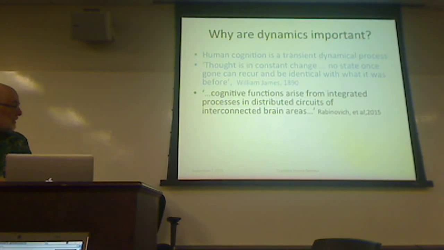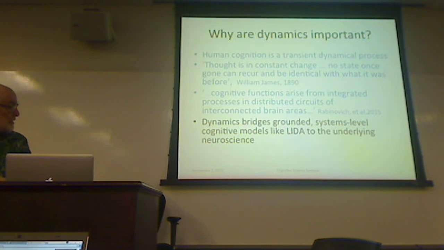Cognitive functions arise from integrated processes and distributed circuits of interconnected brain areas. All that's dynamical stuff in other language. Dynamical circuits are what cognition really is all about. And of course, for me, there's one reason that overtakes all of these others and makes dynamics important: dynamics bridges grounded cognitive models like the underlying neuroscience. It makes our model grounded, which I have no idea how to do without it.